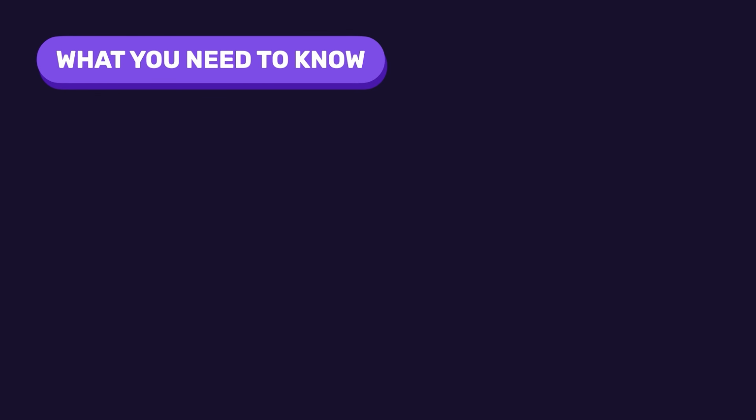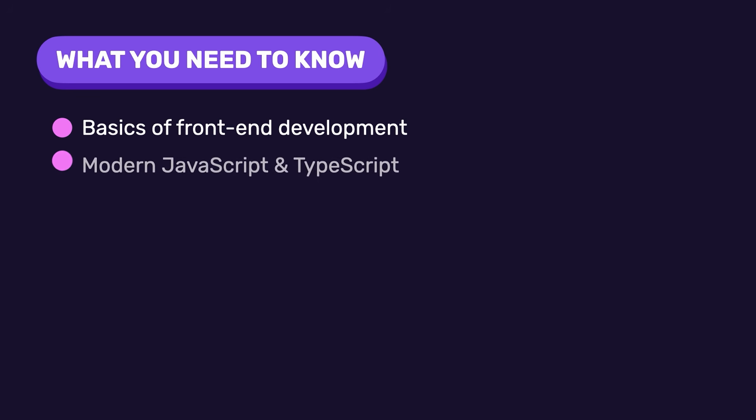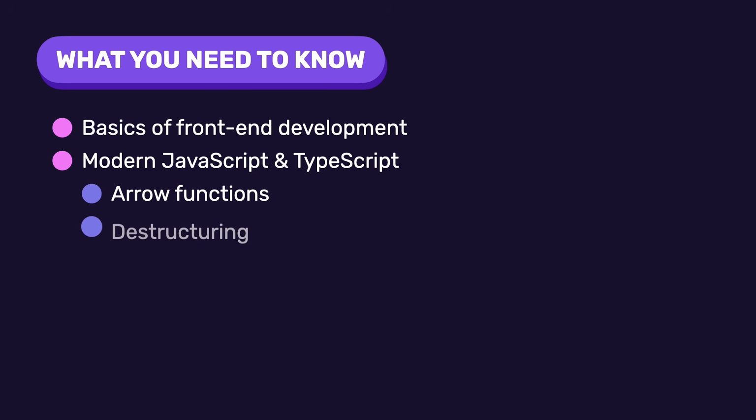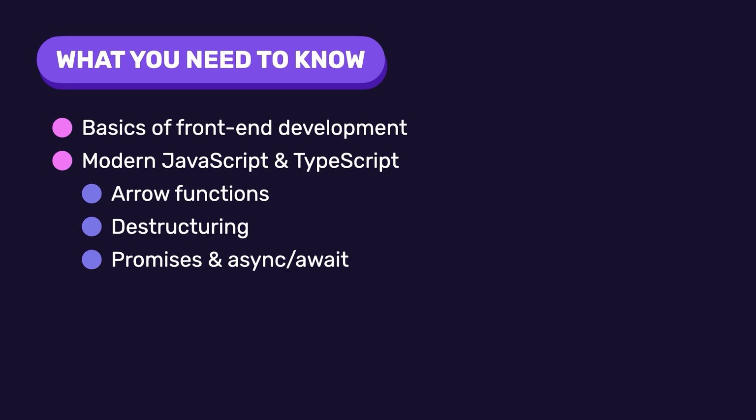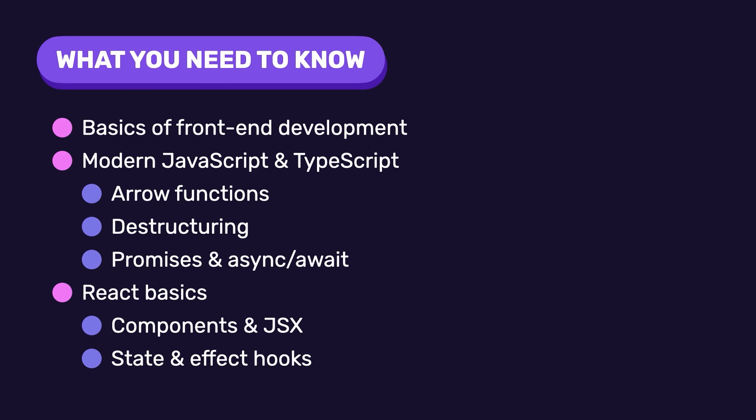Before we dive in, let's talk about what you'll need to know to get the most out of this course. The ideal student is someone who already knows the basics of front-end development and wants to bring AI into their applications to make them more engaging and smarter. That means you should be comfortable with modern JavaScript and TypeScript, things like arrow functions, destructuring, promises, and async and await. You should also know how to build simple React applications. You should know how to create components, work with JSX, and use the state and effect hooks. Just the basics. You don't need to be a React expert.